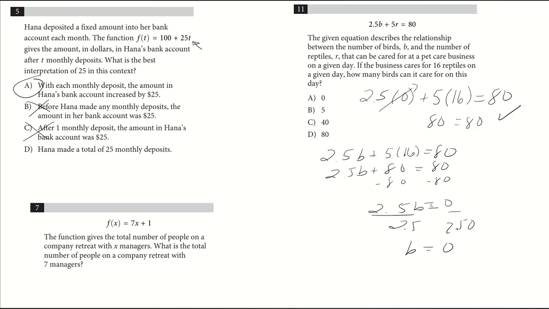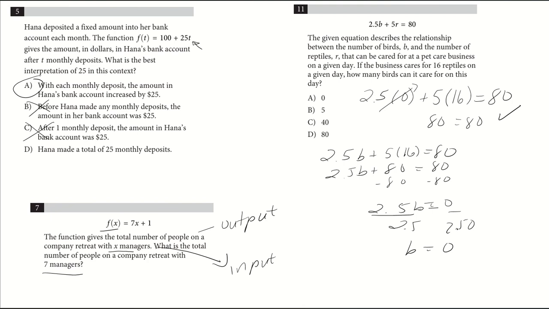And our last one, last but not least, f of x equals 7x plus 1. The function gives the total number of people on a company retreat with x managers. What is the total number of people on a company retreat with 7 managers? Again, you just have to read and make sure you know what's the input and what's the output. The function gives the total number of people on a retreat. So because that's the function, that's the output. The output is the total number of people on the retreat. The input is x, which is the managers.